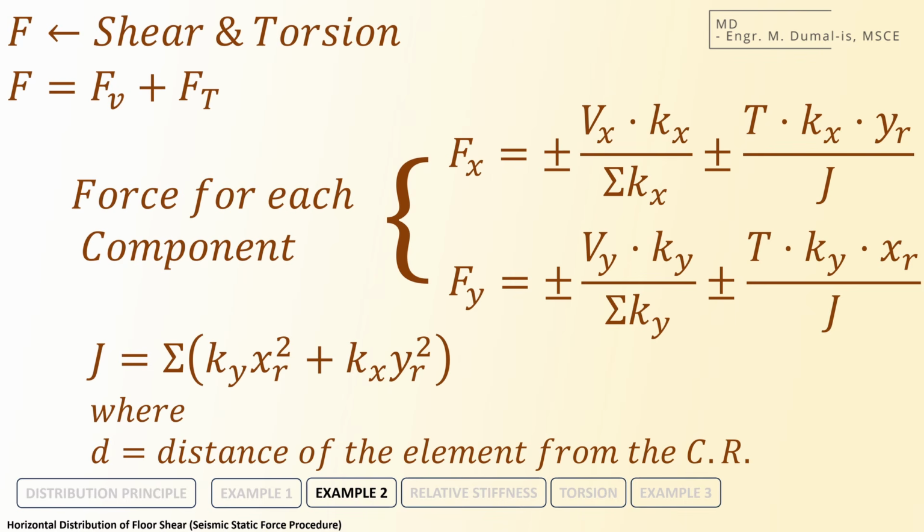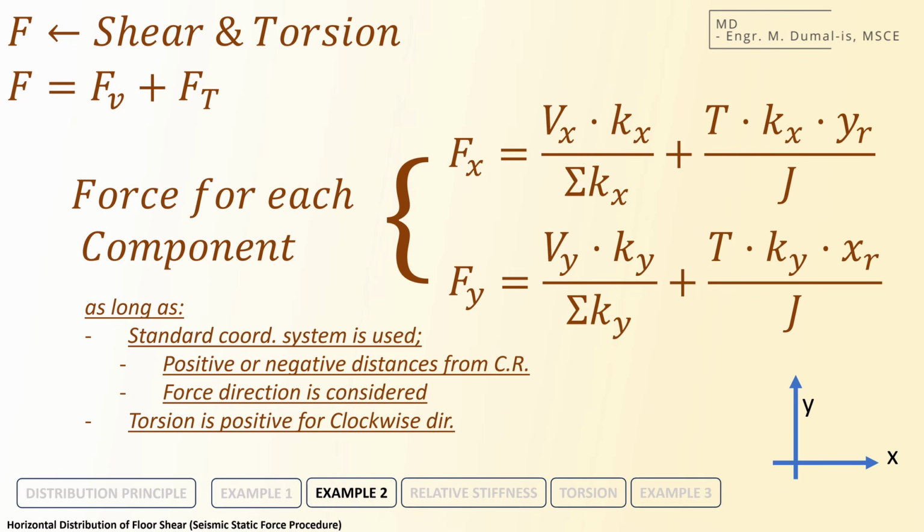Navigating sign conventions is a common challenge in these calculations. To streamline this process, we will systematically integrate directional signs directly into our analytical framework. Here's the methodology. First, we align shear direction with the defined coordinate system. Forces acting in the positive X or Y directions are assigned positive values. For torsion, a clockwise rotation, when viewed in plan, is designated as positive. By embedding these conventions into our formulas, we ensure consistency.